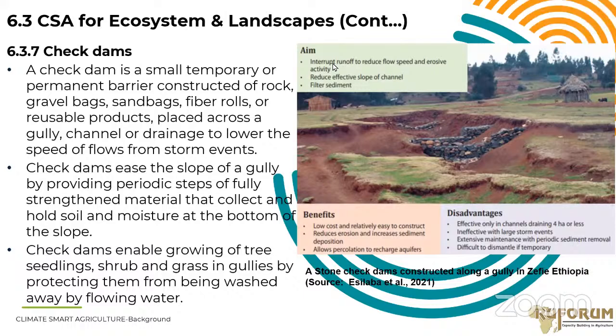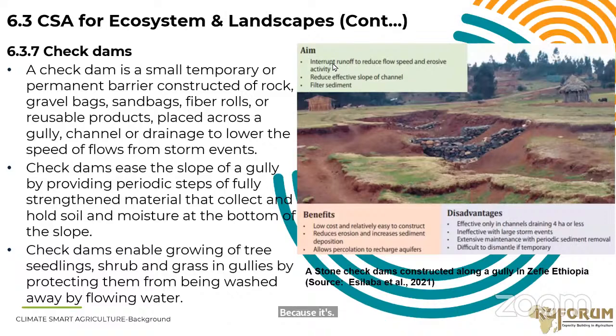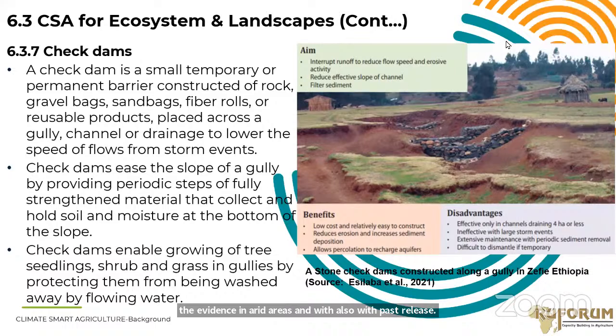Can I respond to one of the charts, which I think I probably need to explain? Yeah. Because you're most welcome. It's bordering on one of the areas of my interest, because I work a lot in the arid and semi-arid areas, and also with pastoralists. And I was just following up on a comment by someone asking, how do we practice rotational grazing in the pastoral and agropastoral system?